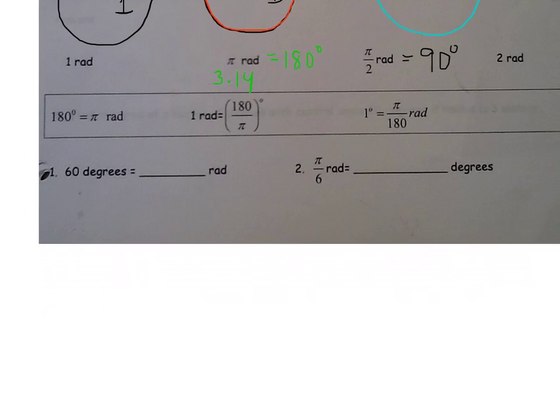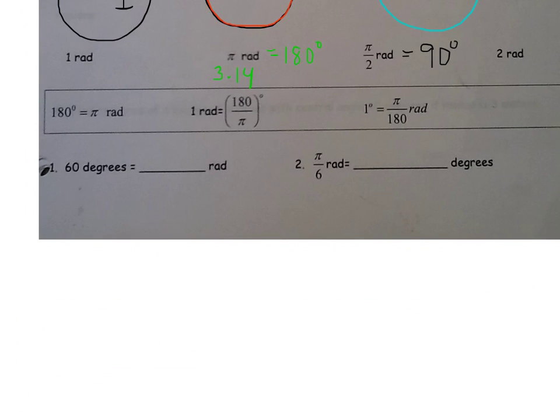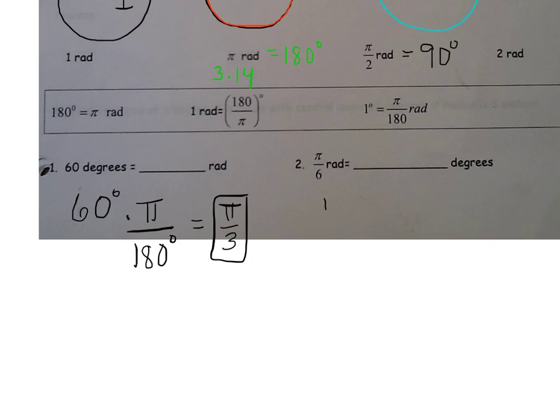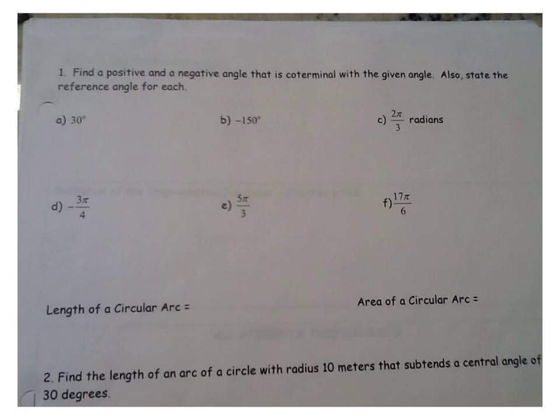So if I have 60 degrees, and I want to know how many radians that is, the work you want to show is 60 degrees times pi over 180. That should give me pi over 3 radians. And if we want to go the opposite way, pi over 6 radians, turn it into degrees, so the degrees on the top, that should be the same as 30 degrees. Okay, some of these conversions and positive, negative angles, we'll talk about in class tomorrow.